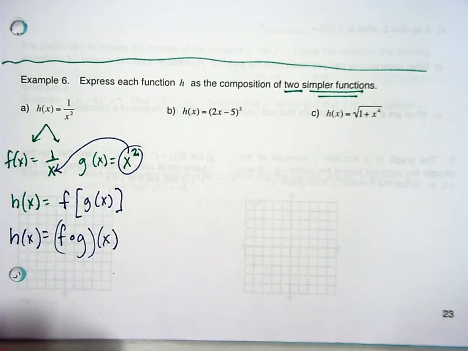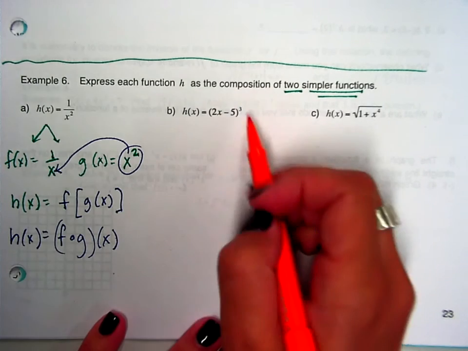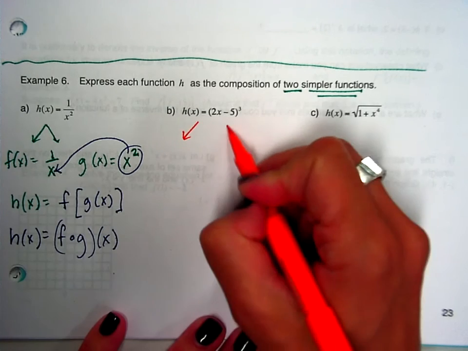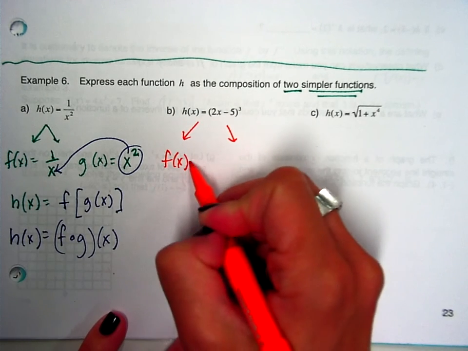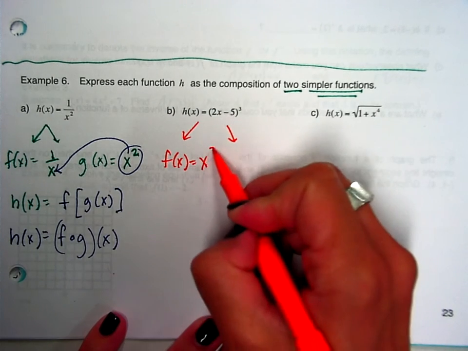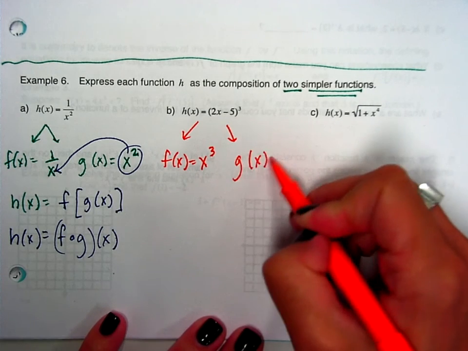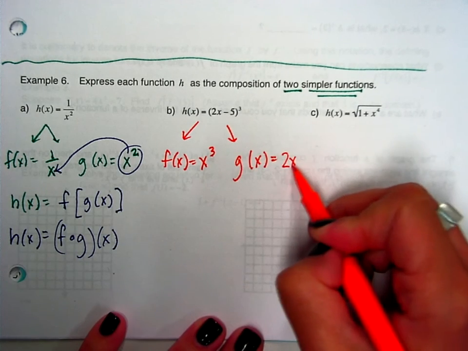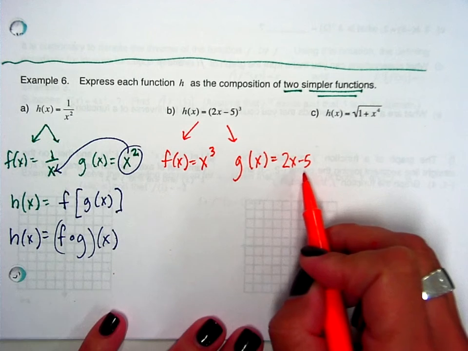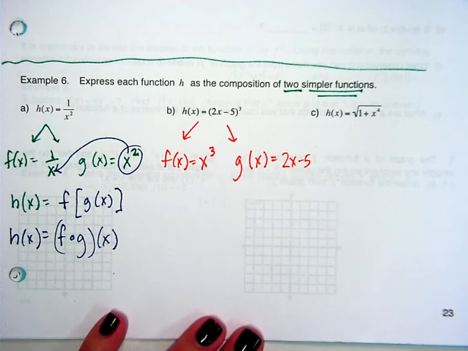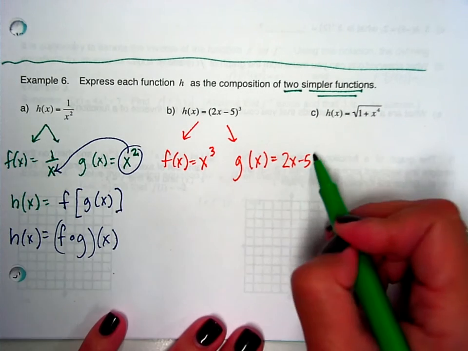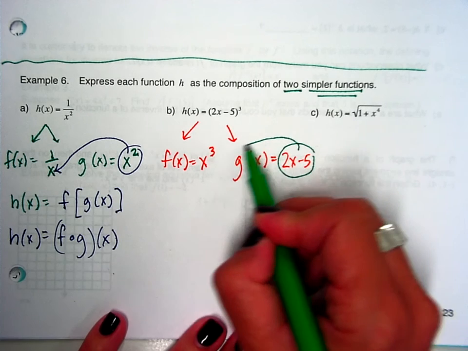All right, let's look at b. What are the two functions that you see here? So I definitely see a cubic happening, right? And I just call it x cubed. And then my other function would be this 2x minus 5, so a linear. And then which one is inside the other one? Well, in this case, the 2x minus 5 is inside the other one.